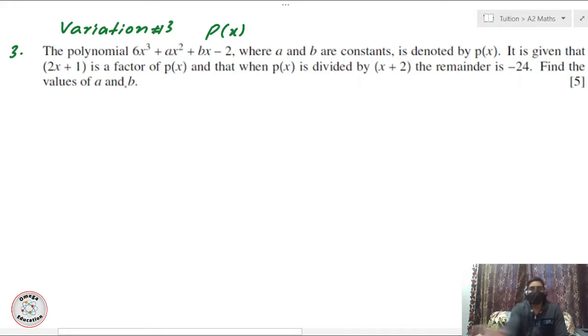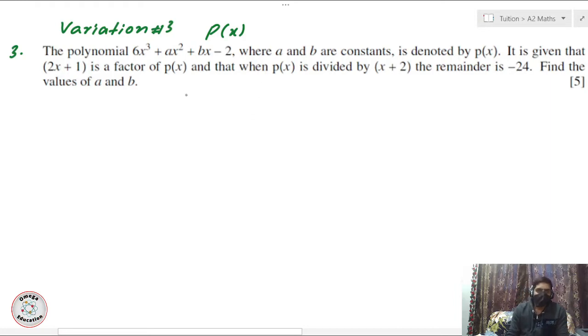Alright, so also, this is a question that if you open up the Pure 3 paper of 2021, May/June, you get pretty much the same question, the third variation. And if you get a question like that, it would be of 5 marks. And to be honest, these are easy marks if you understand the method behind it.